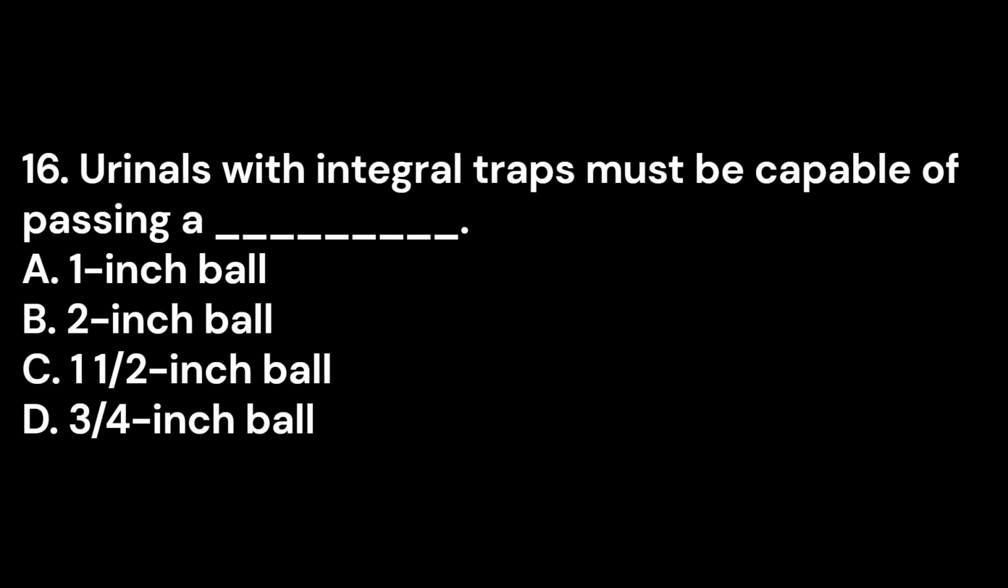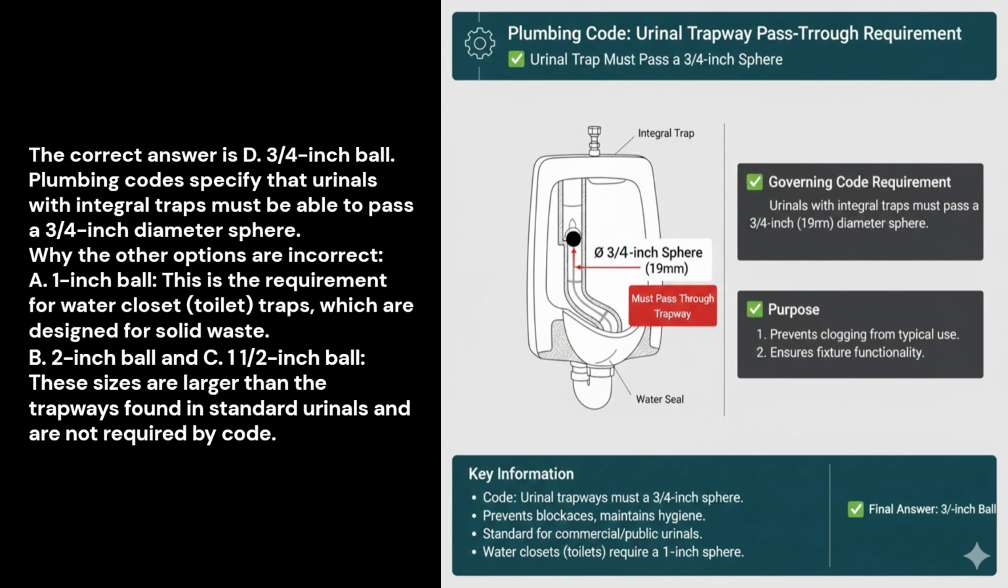Number 16. Urinals with integral traps must be capable of passing a blank. A. 1-inch ball. B. 2-inch ball. C. 1.5-inch ball. D. 3/4-inch ball. The correct answer is D, 3/4-inch ball.